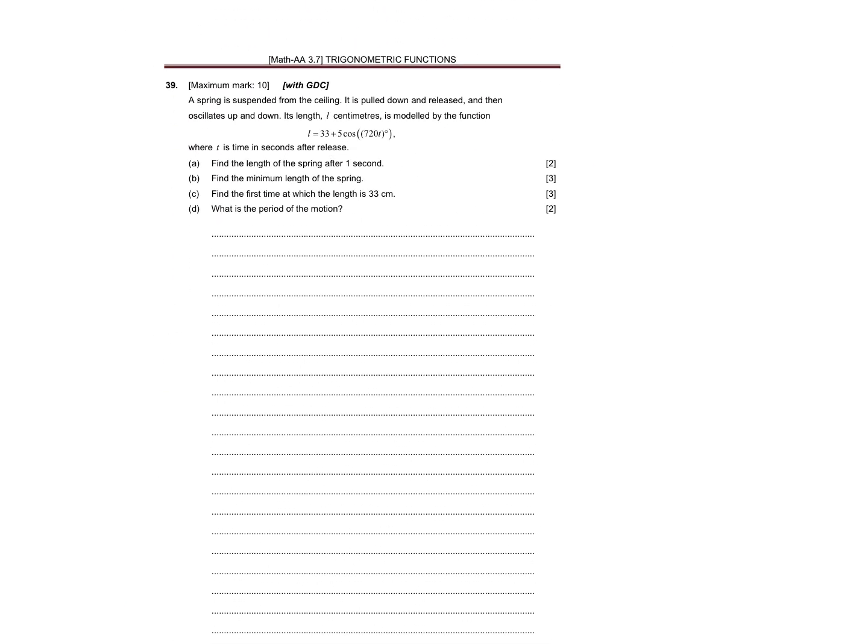All right, 39, spring, finally, not water. Find the length of the spring after 1 second. This is with graphing calculator, so if we do 33 plus 5 cosine 720 degrees, change it, and times 1, so that's 38. Find the minimum length of the spring. So we've got 33 is the principal axis. It goes down 5, so that's going to be 28.